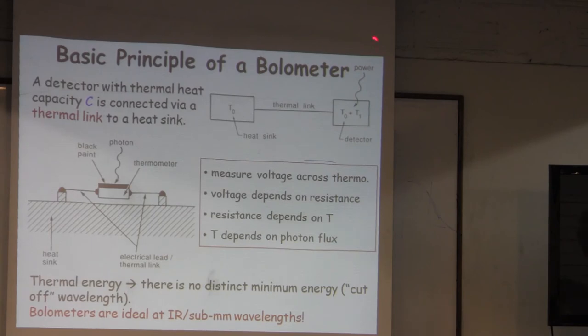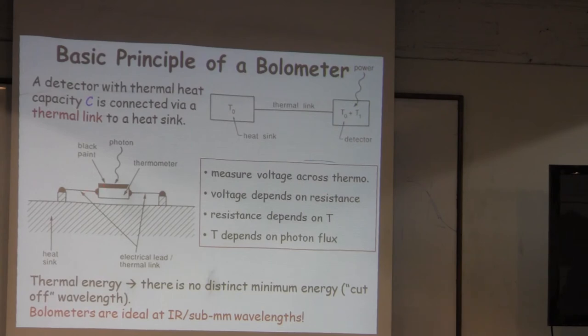But if you bombard our bolometer pixel with photons, it will heat up. Because it heats up, the electrical resistance will change. If the resistance changes, then we see a change in the voltage across that pixel.